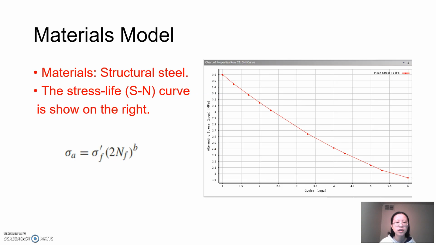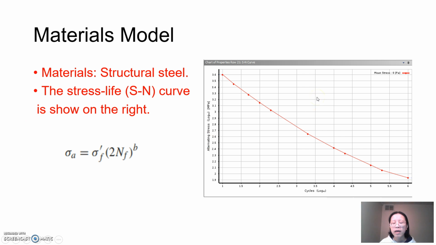This is my material. In this project, the material is structural steel, which is the default material in Workbench. The stress life curve is shown on the right. This is a log-log curve. I used this formula.